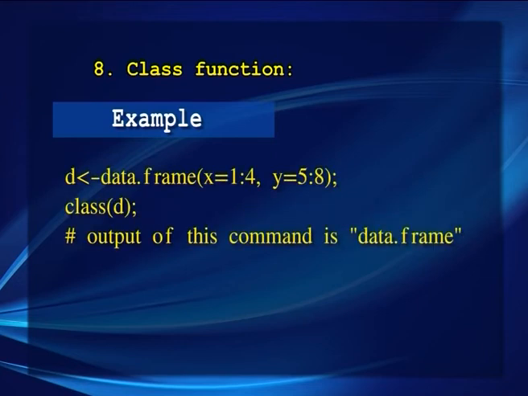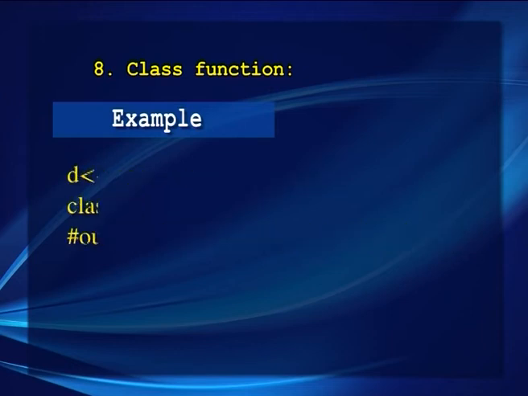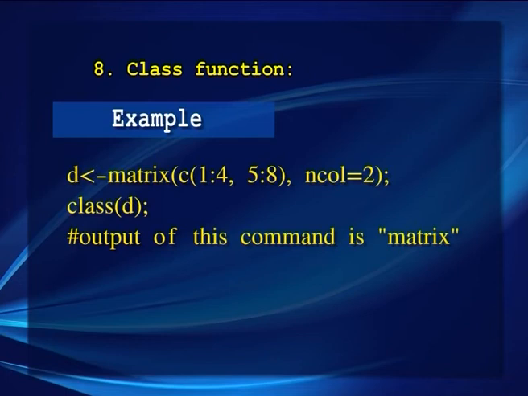D assignment operator data.frame open the bracket x = 1:4 comma y = 5:8 close the bracket semicolon, class(D). The output of this command is data.frame. D assignment operator matrix open the bracket C open the bracket 1:4 comma 5:8 close the bracket comma ncol = 2 semicolon, class(D). Output of this command is matrix.